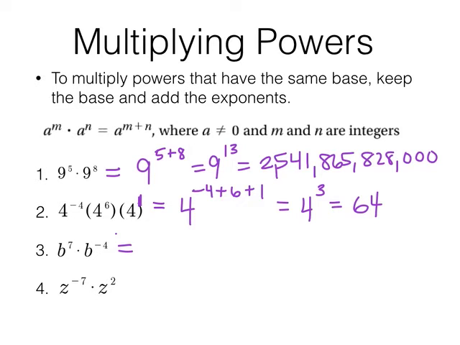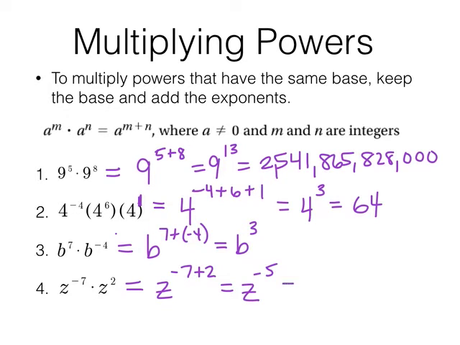All right, for this next one, we're going to have b to the 7th times b to the negative 4. So keep the base and add the exponents together, and we get b to the positive 3. And then finally, keep the base, add the exponents, z to the negative 7 plus 2, which is z to the negative 5, which we then have to rewrite. It's a rule that we have in algebra that we cannot leave a negative exponent in an answer. So make sure you always rewrite with positive exponents at the end of the problem.